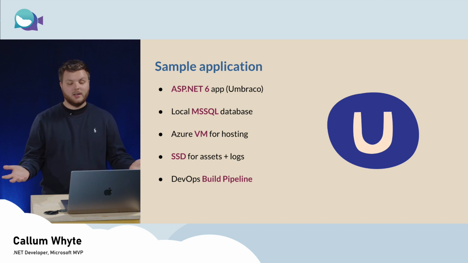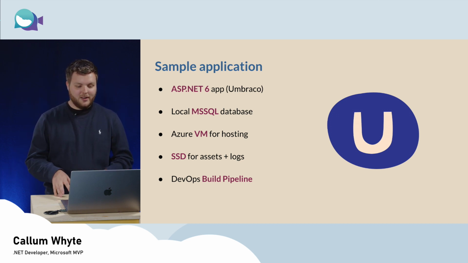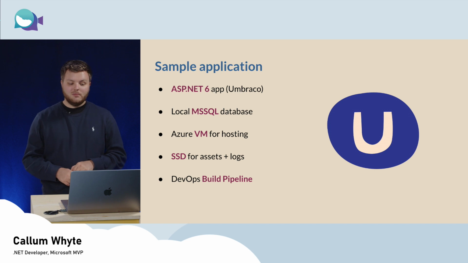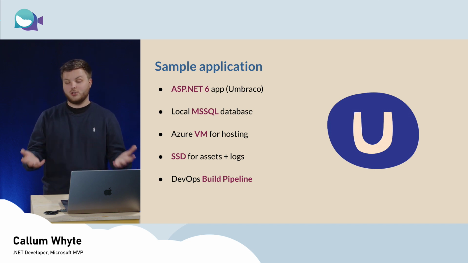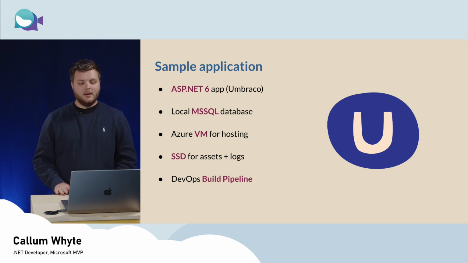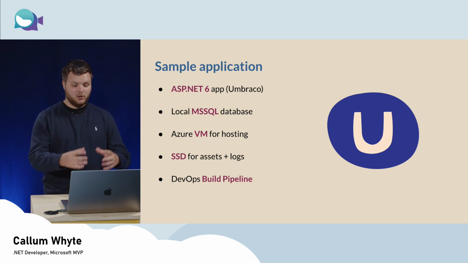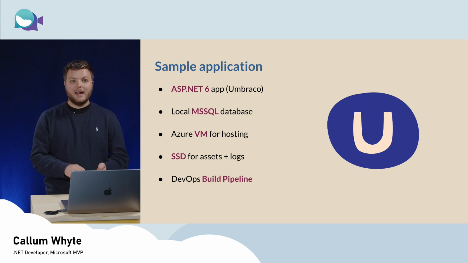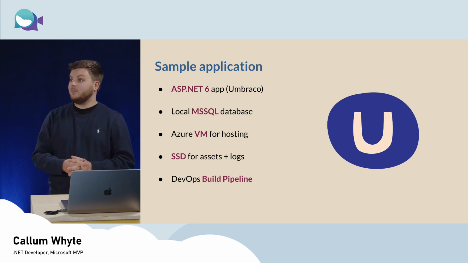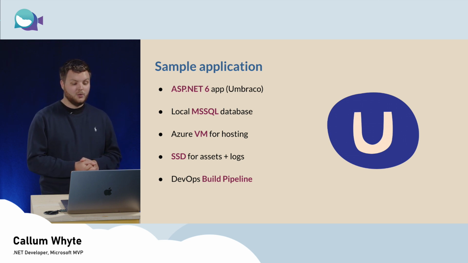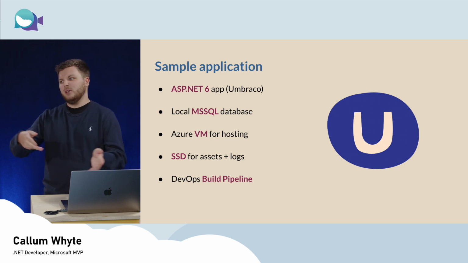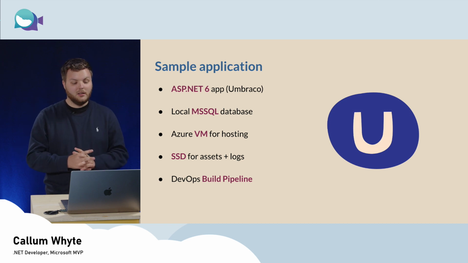And that's just a regular .NET 6 application. There's nothing special about it. It's got a database connection. It has some files that are stored on disk so that I can run my website. So here I have an Azure VM. It's set up. It's got an SSD there where I'm storing my assets and my logs. And my SQL database lives on the same server in MS SQL. And I have a DevOps pipeline that's building and deploying those things, but that's not really a big deal. This is a standard setup for a small website, shall we say.